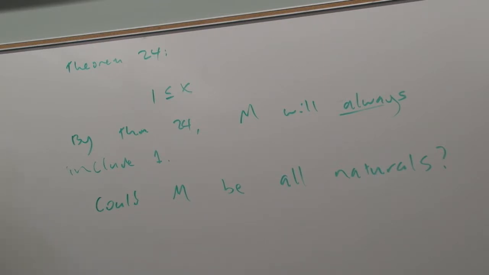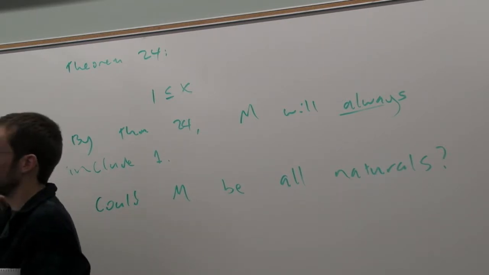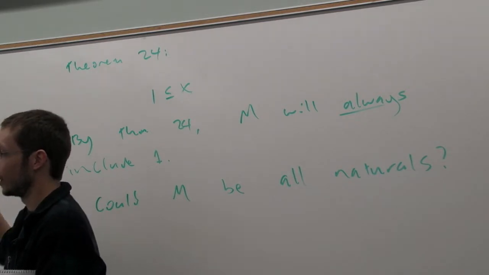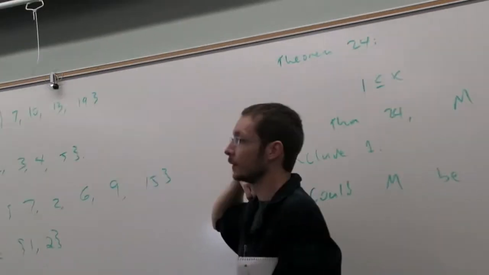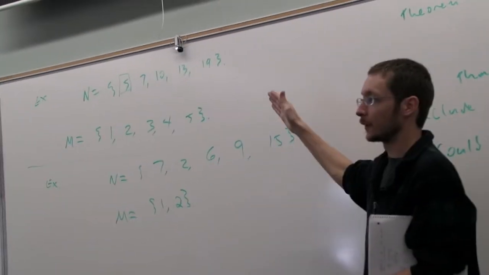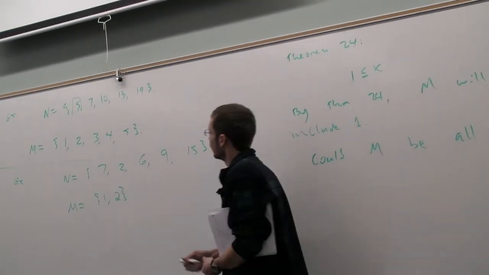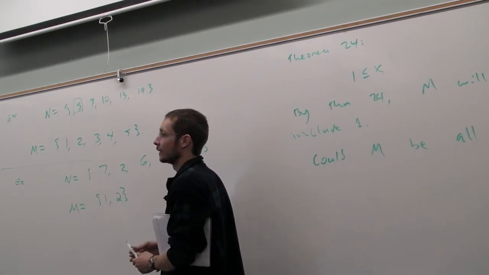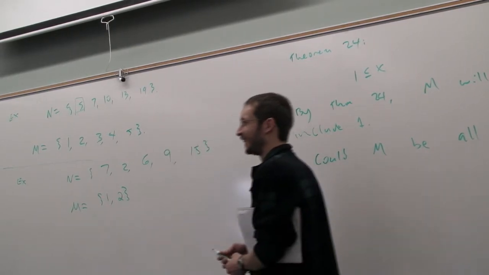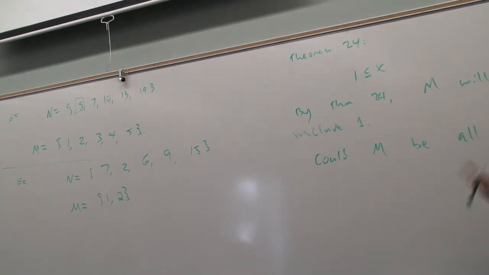Only if N was all naturals, right? In that case, M would be 1, because you want it to be smaller than or equal to all things from N. But there is none, right? So there's no last one. What about now? Because there is no end and it's going forever.